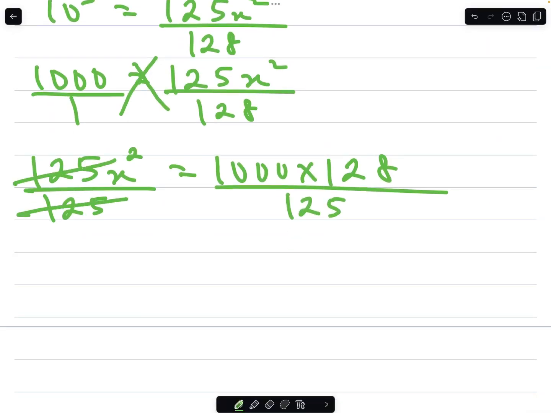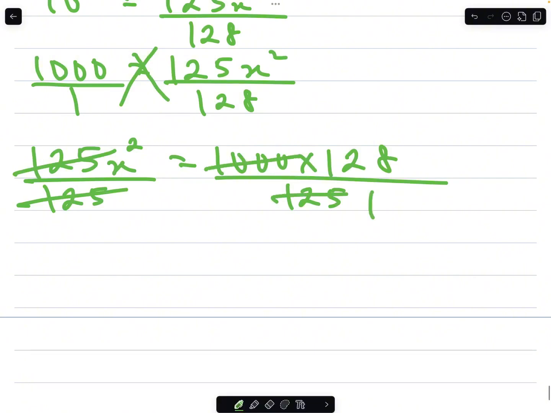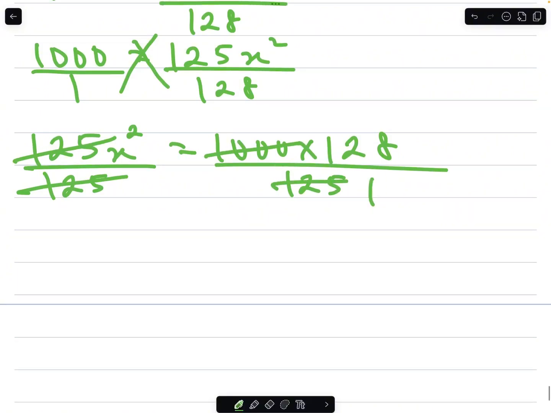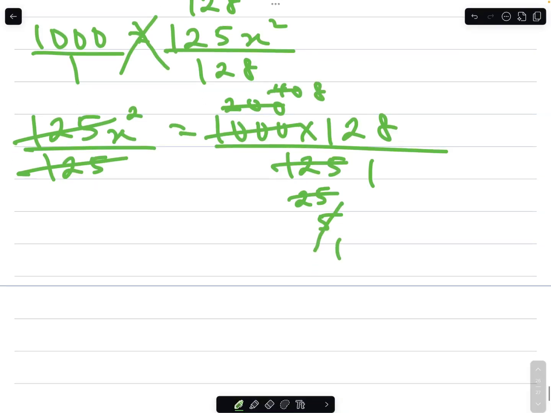125 in 125 is 1. What's 125 in 1000? Let's cut it in bits. 5 in 125, 25. 5 in 25, 5. 5 in 10, 2. 5 in 20, 4. 5 in 40, 8. Do you understand?